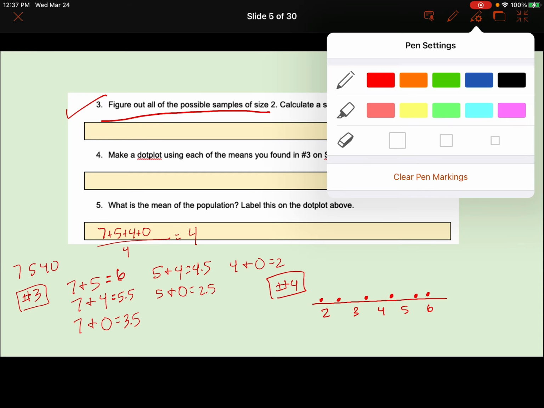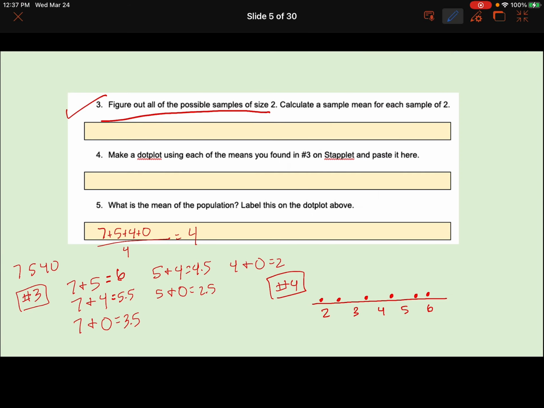I'm asking you to label this on your dot plot. If you just have a screenshot, that might be kind of difficult, but I want you to see what that looks like. Hopefully you're seeing that it looks right in the middle. It should be, because we were looking at the whole population, the mean of all of those samples should equal the mean of our population. And we'll get to that in a minute as well.